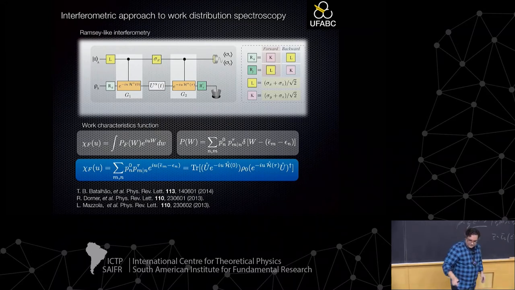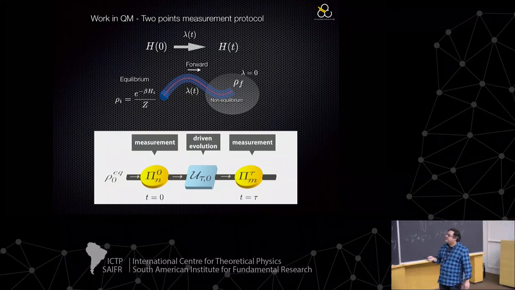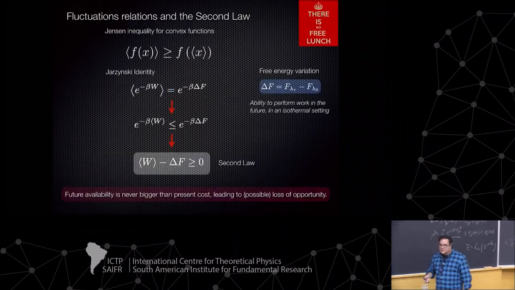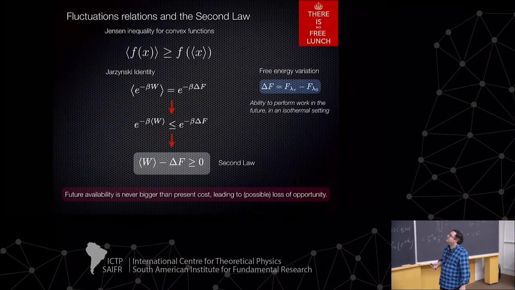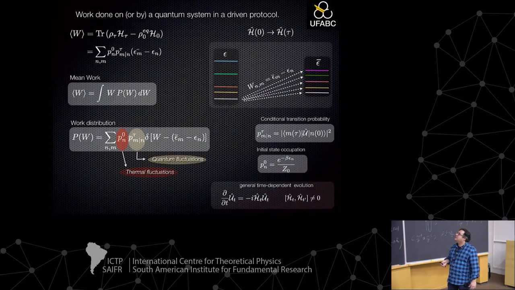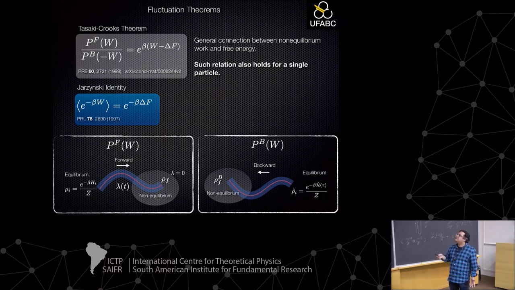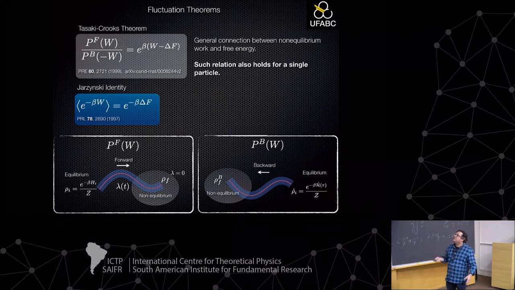But it's quite difficult to perform in the lab a high fidelity projective measurement that does not destroy the system. And then the error propagation here is also a problem. So these fluctuation theorems that I commented on before were not tested up to a few years ago in a quantum system. It was tested in a classical system, but to test it in a quantum system was difficult because this two-point measurement scheme was quite challenging in order to get information about this guy here.